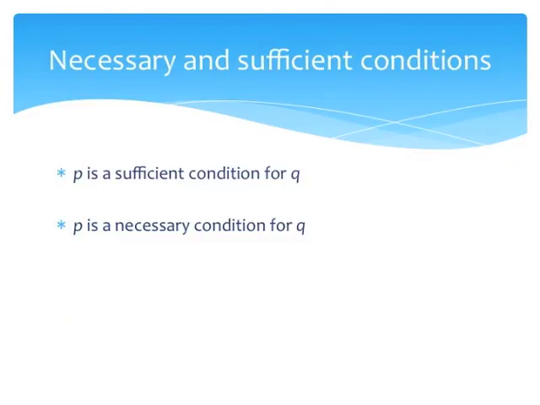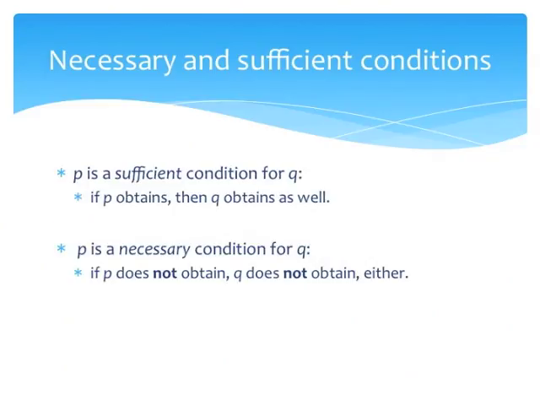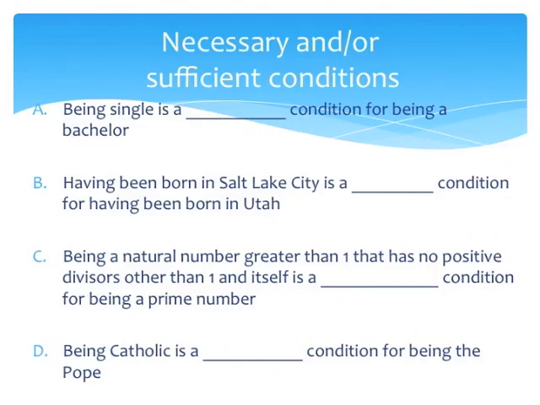Talk of necessary conditions and sufficient conditions can also be represented by means of the propositional logic conditional. When we say that P is a sufficient condition for Q, what we mean is that if P obtains, then automatically Q obtains as well. On the other hand, when we say that P is a necessary condition for Q, what we're saying is that if P doesn't obtain, Q doesn't obtain either. So let's test our understanding of these notions.